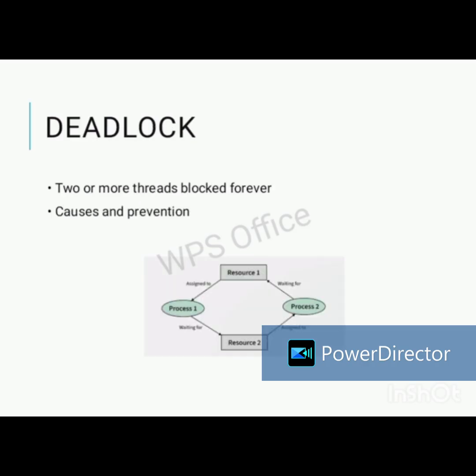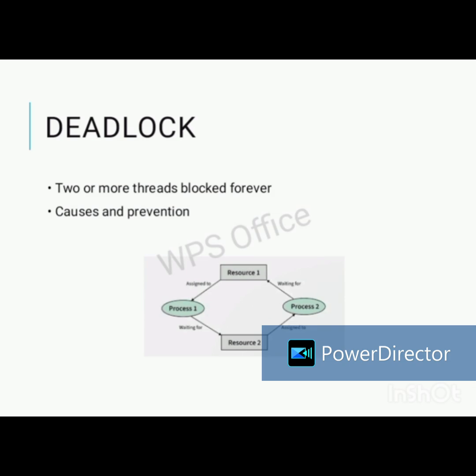Deadlock. Deadlock is a critical issue in multi-threaded programming that occurs when two or more threads are permanently blocked, each waiting for the other to release a lock. As a result, none of the threads can proceed, and the application freezes. Let's understand deadlock with a simple scenario.